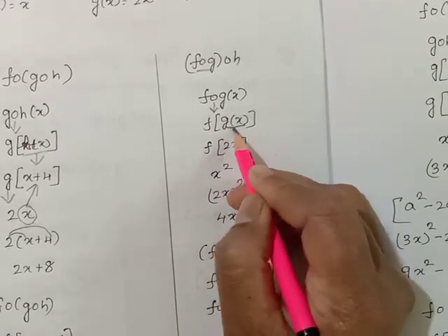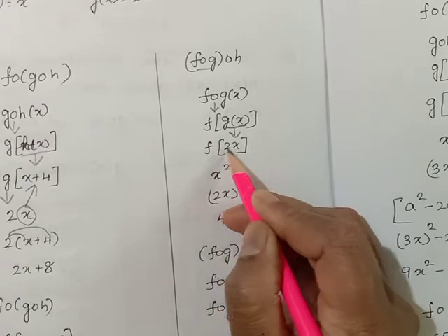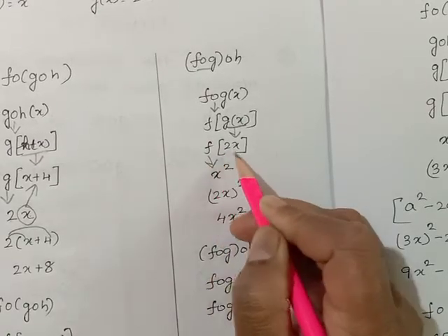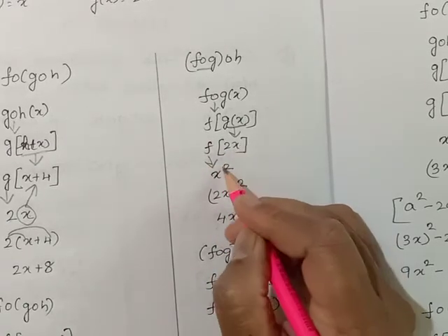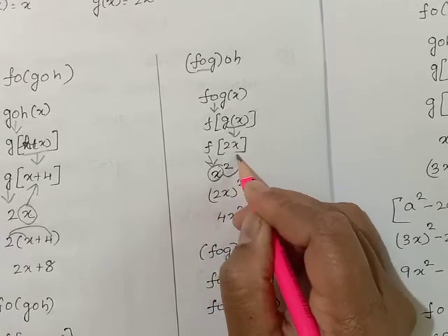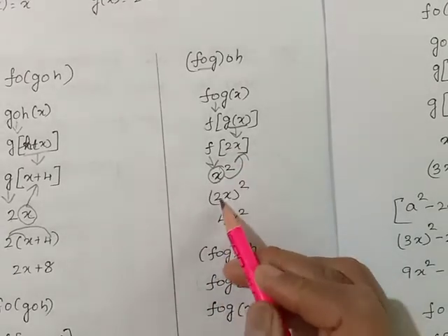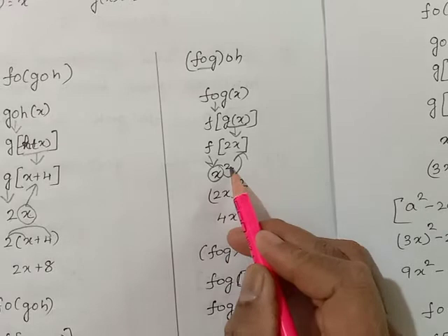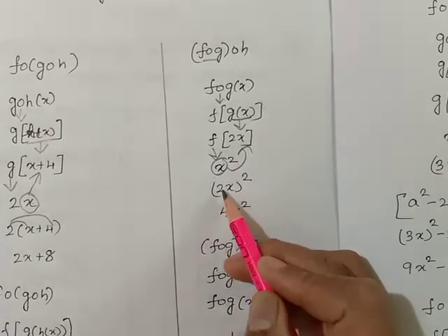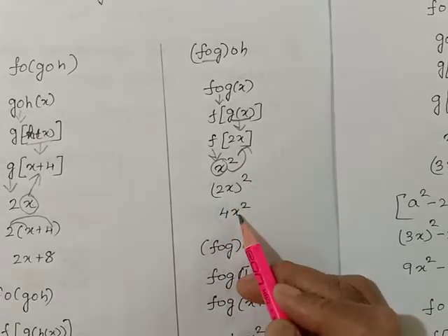Now let us write the inner value. G of x value is 2x. Now let us write the outer value. Let the inner value be as it is, but in the place of x we'll write 2x. Since we have square, we'll write whole square. So 2 2s are 4, x into x square.